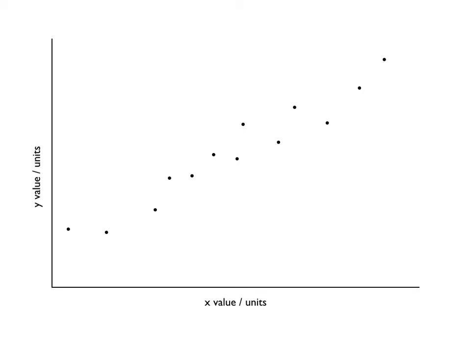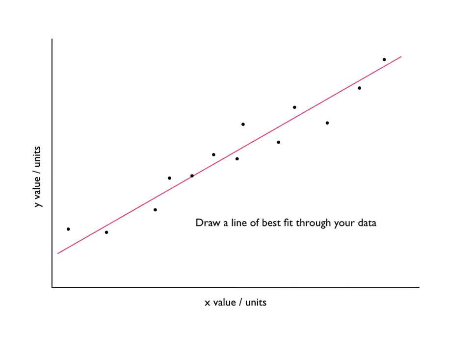And this is perhaps typical of a set of data. There is a certain amount of noise distributed around it, and what you would do is fit your line of best fit through that data. Now, what do we mean by our line of best fit?